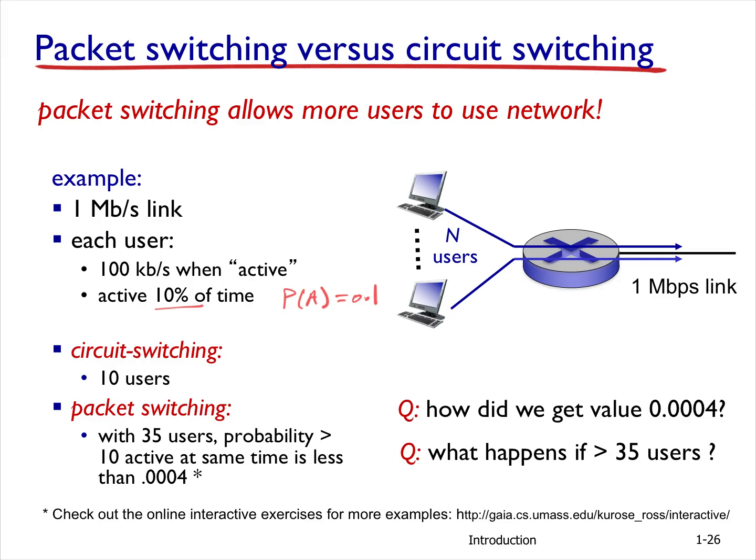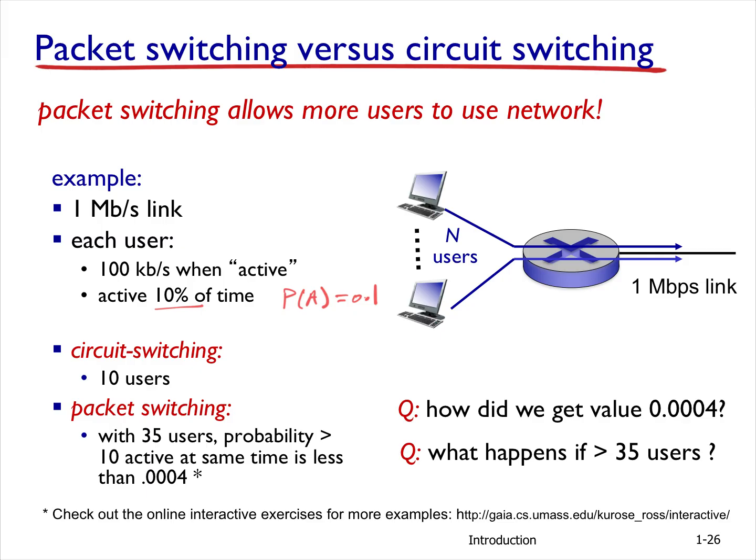Now let's look at what happens if I use circuit switching on this link. Circuit switching means what? I will reserve a full path for each one who wants to talk. How many can I support simultaneously, at the same time?